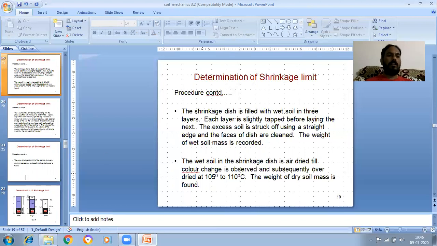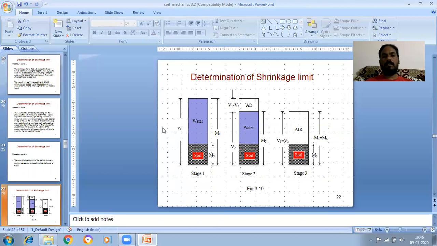So that's why here you see, first, this is the wet soil sample having volume V1 and mass M1. The mass of soil solids is Ms. Fine. Next, this is the natural drying process. What will happen in the natural drying process? Some water will be evaporated.